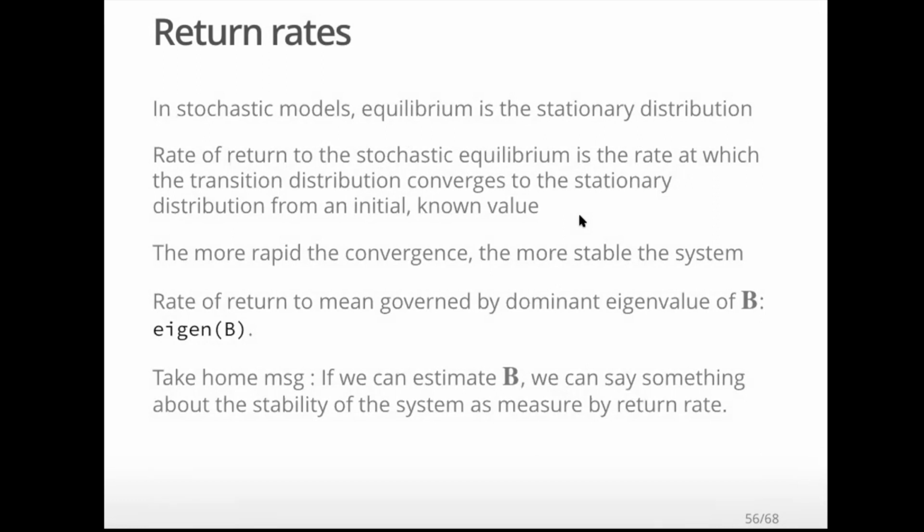In these systems, that B matrix is what determines how fast you return to the equilibrium. And it's just the dominant eigenvalue of the B matrix, so the maximum eigenvalue. So if you're working in R and you fit your model to a bunch of species time series, you got your B matrix out of there, just do the eigen and you take the maximum, you're good.